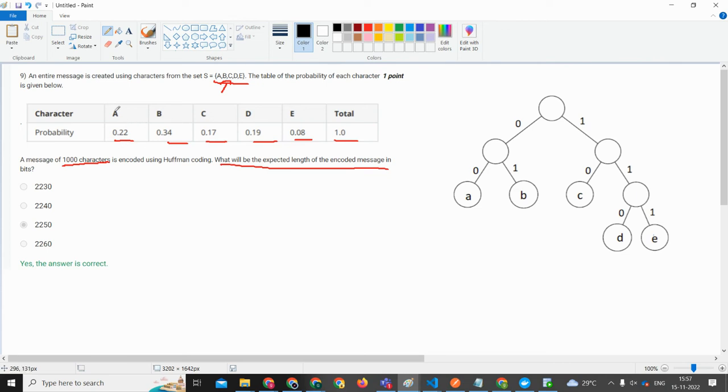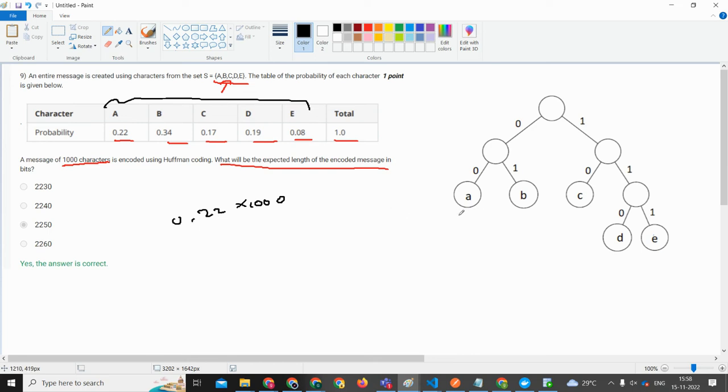Okay. So now 5 characters are there, right? How do you do this basically? So it's 0.22 times 1000. All right. So that's one thing.